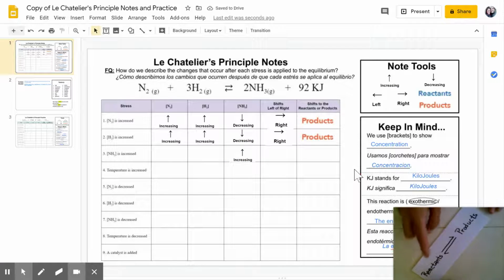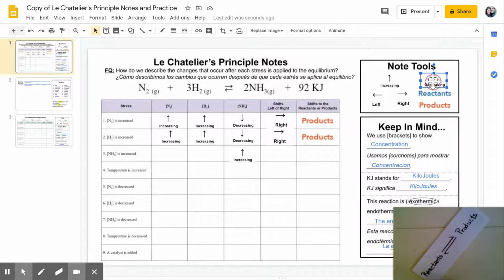And we noticed the reactants this time decreased. They went down. Okay, so our concentration of N2 is going to be decreasing, and our concentration of H2 is going to be decreasing as well. So already I'm noticing my arrows here are the opposite. So I can predict that instead of shifting to the right, I should be shifting to the left.